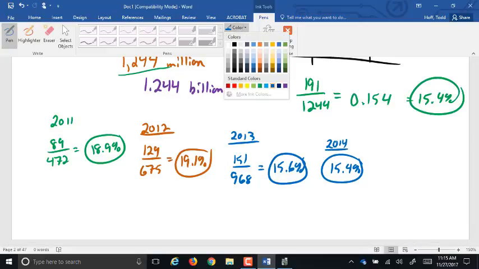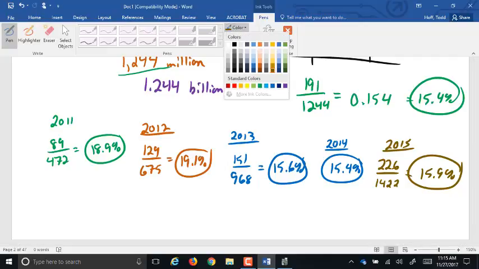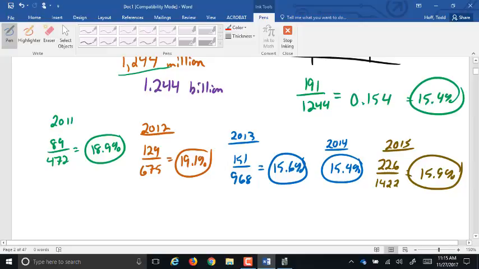So we just need to do 2015 yet, which is 226 over, what's that total up to? I believe I get 1422, which is 15.9%. So what year was the percentage of iOS phones the largest? 2012, the 19.1%.